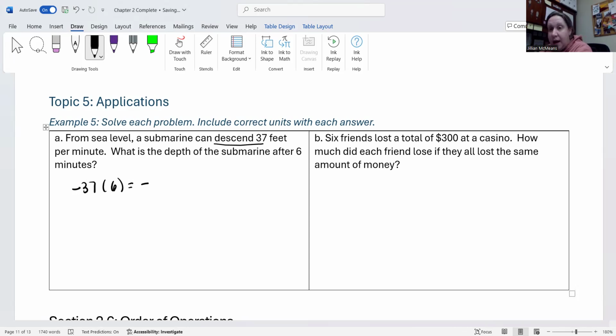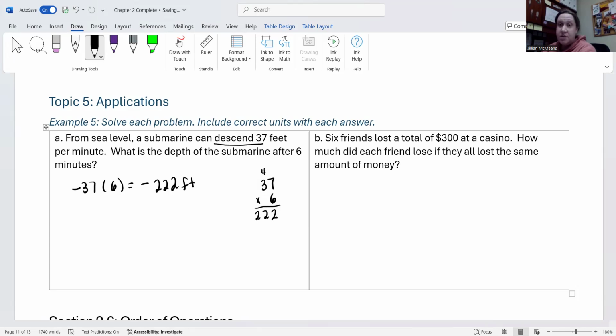And then we want to go ahead and do the multiplication off to the side. So 37 times 6. Well, 6 times 7 is 42. I keep a 2, I carry a 4. 6 times 3 is 18. And then 18 plus 4 is 22. So we're at negative 222 feet.